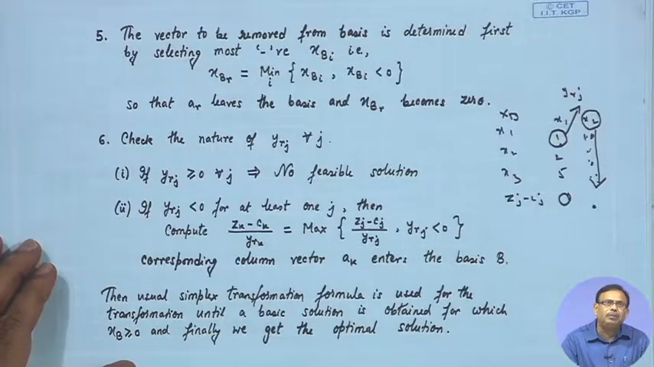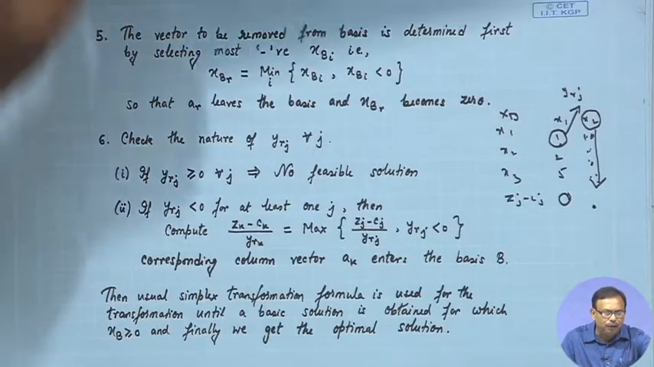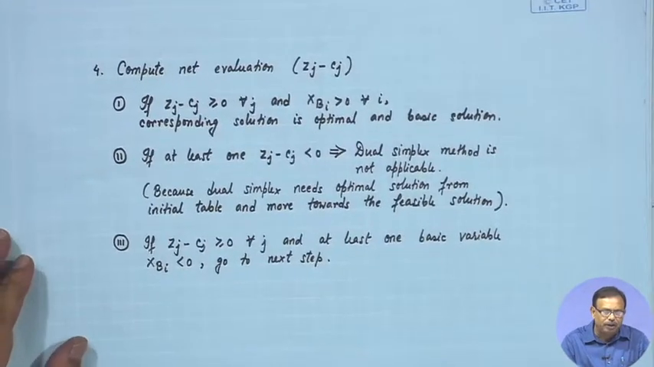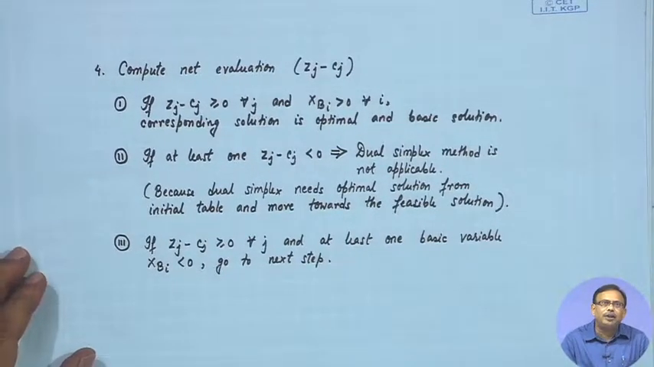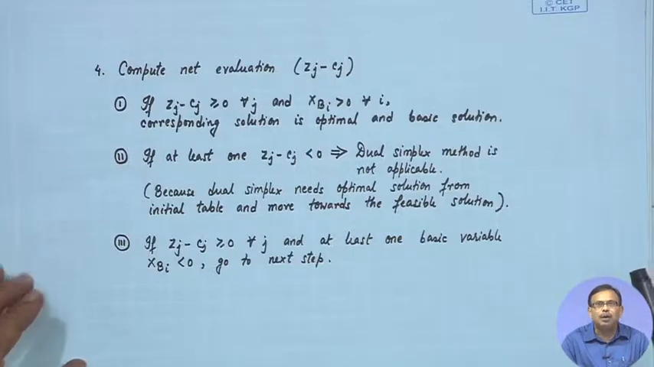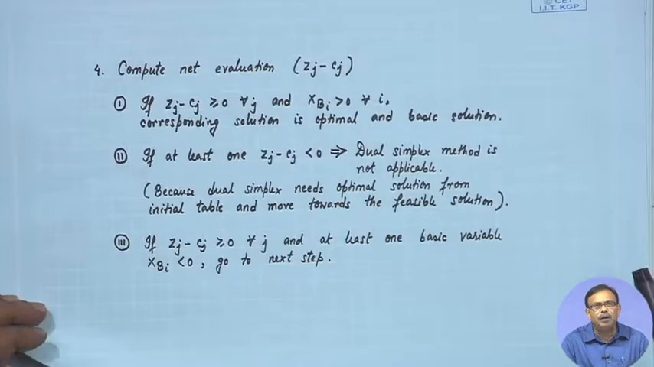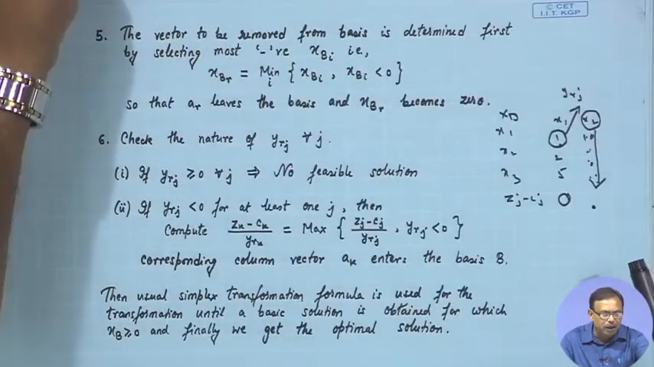So, I am repeating the process once more. First you compute the value of z j minus c j. If z j minus c j is greater than or equal to 0 and x b i is greater than 0, then the solution is optimal. If at least one z j minus c j is less than 0, then I cannot apply the dual simplex method, because the basic criterion is not satisfied. And if z j minus c j is greater than or equal to 0, but at least one basic variable x b i is less than 0, in that case what do you do?